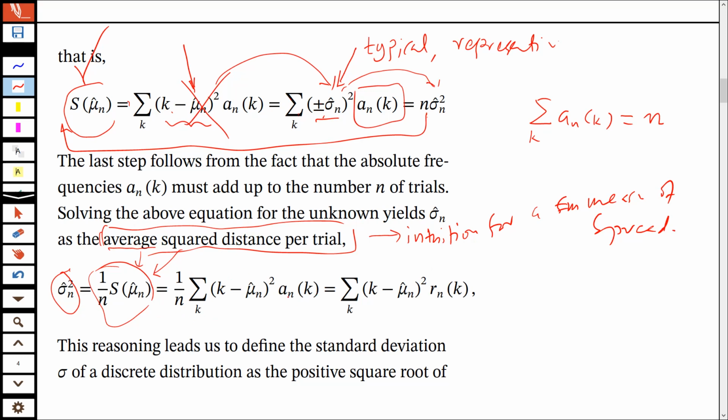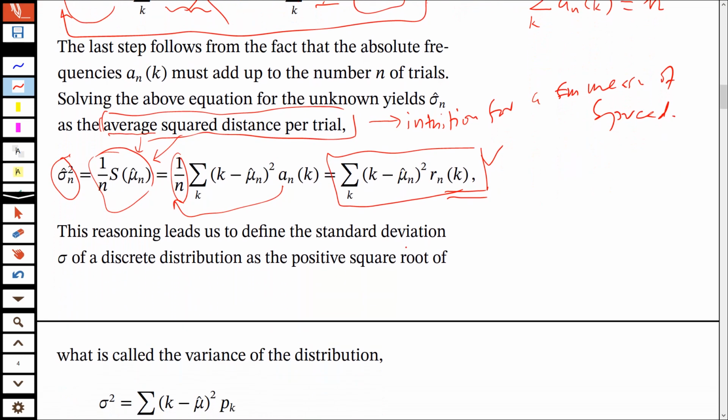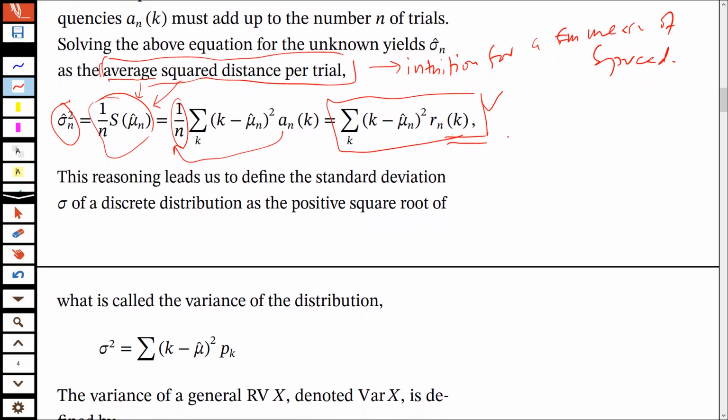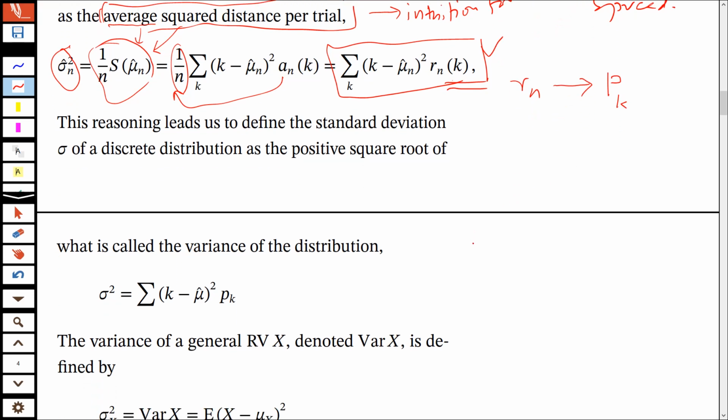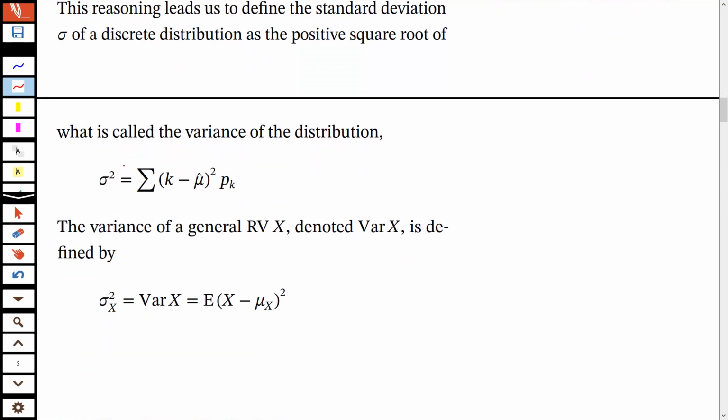So I just plug this value, and I remember that absolute frequency divided by the number of trials gives me the relative frequency. So I can use this as a guideline for my actual definition. Remember, this is not a definition. This is just an expression we obtain for n trials, yeah, for our estimate of spread in n trials. So I can now replace these relative frequencies with probabilities, and that will give me a definition. This can now be a definition of the squared spread.